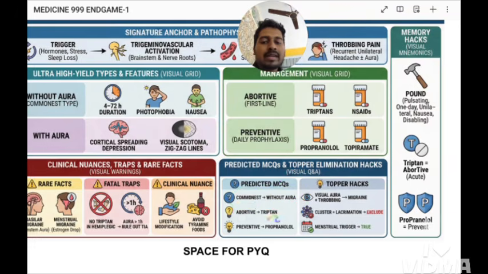What is the abortive treatment? The first line treatment is triptans. Then for preventive therapy, you have prophylactic agents. There are many more. Visual aura with throbbing is associated with migraine.